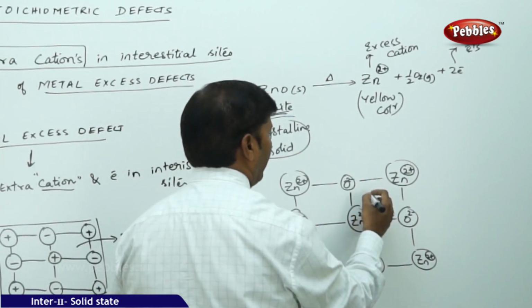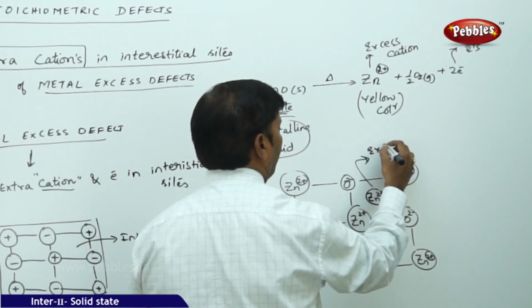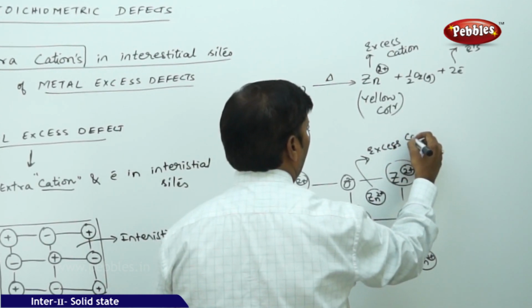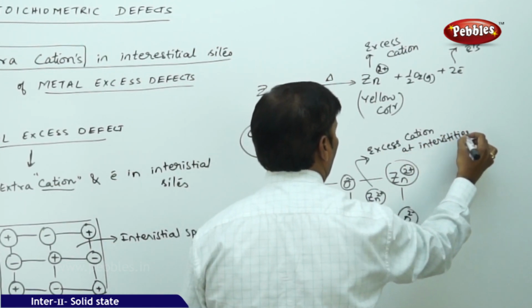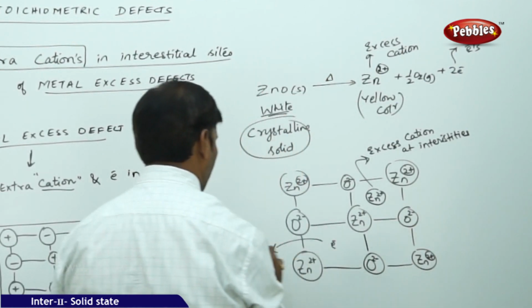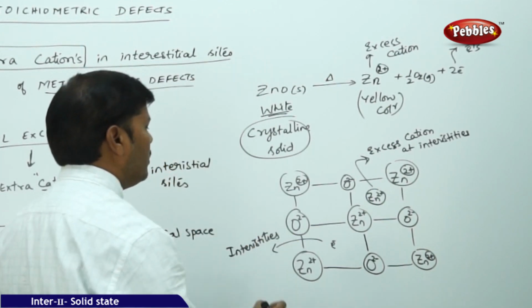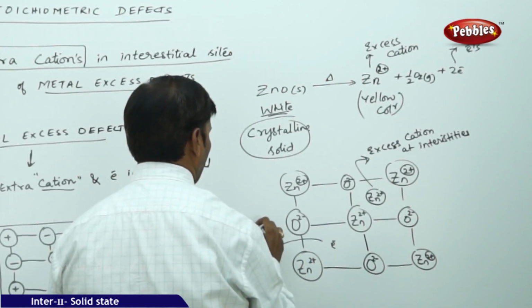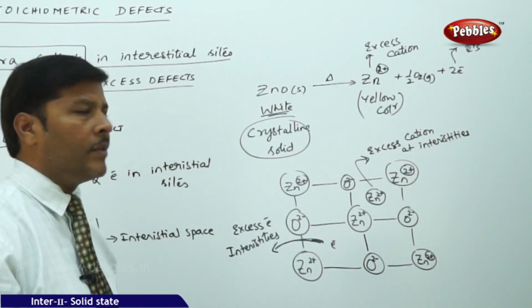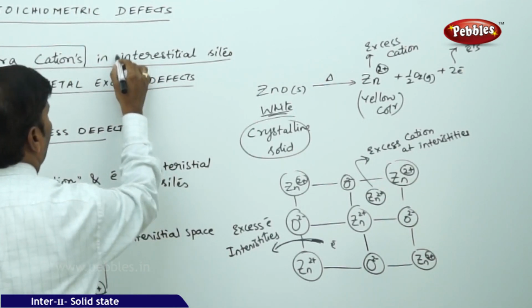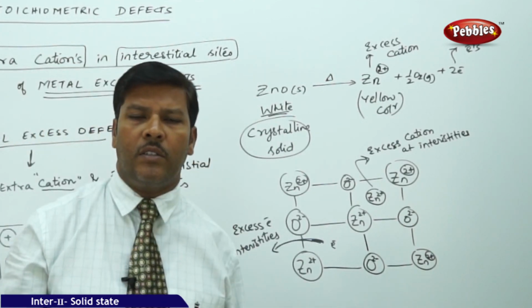So I am finding that the excess Zn2 plus ion is occupying the interstitial space, that is excess cation at interstices, and excess electron also at interstices. This is the point which you have to catch, and this is how the mechanism takes place in the case of extra cations in the interstitial sites of the metal excess defects. This is one of the best examples where we can understand.